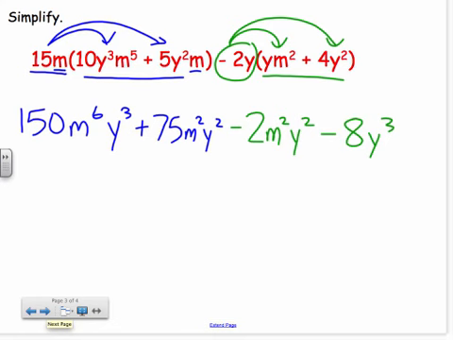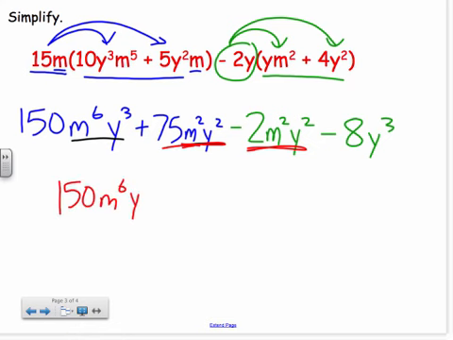So if I look at my entire polynomial, all I got to look for is like terms. I look at m to the 6th, y to the 3rd. I don't have any more of those. m to the 2nd, y to the 2nd. Well, looks like I got one, right? I got another one of those. So I got to combine those two. Those are like terms. So I'm going to bring down my 150 m to the 6th y to the 3rd.